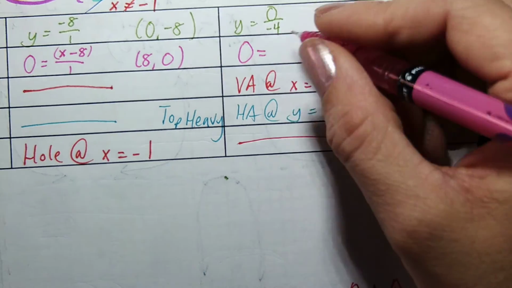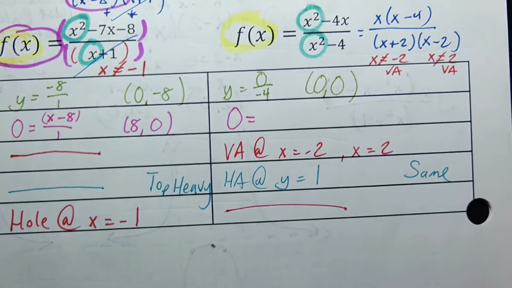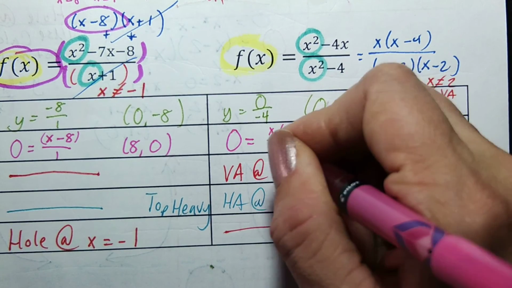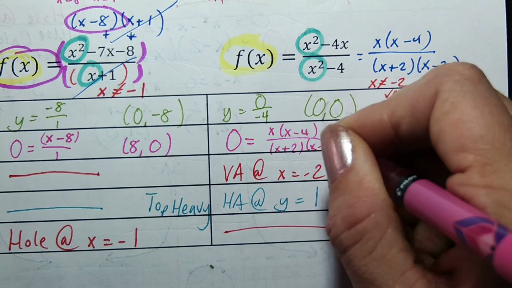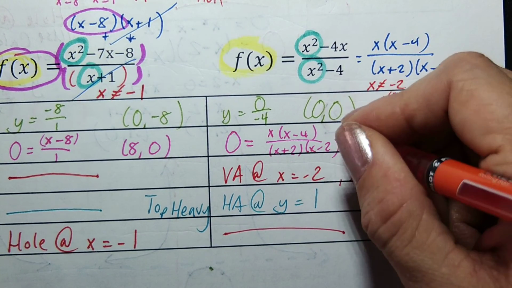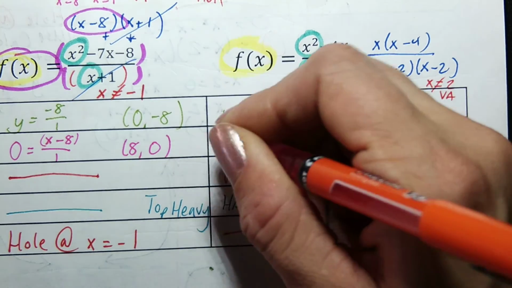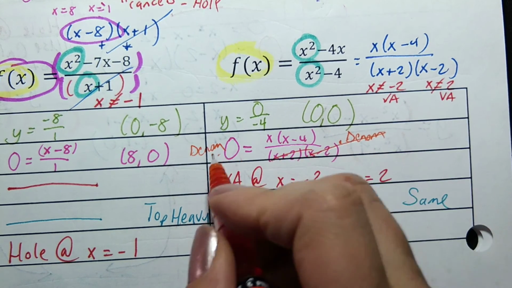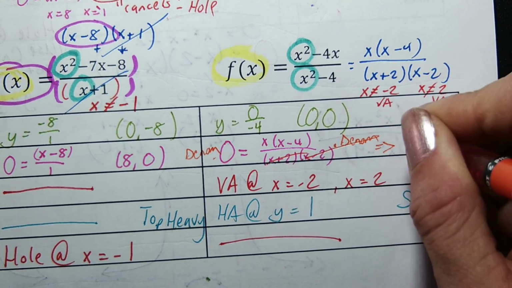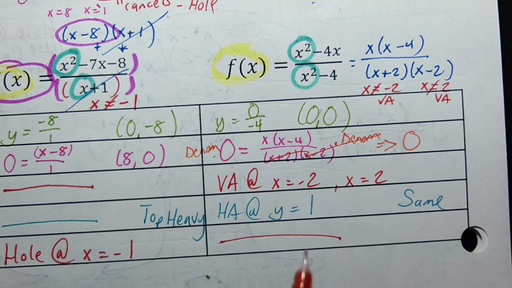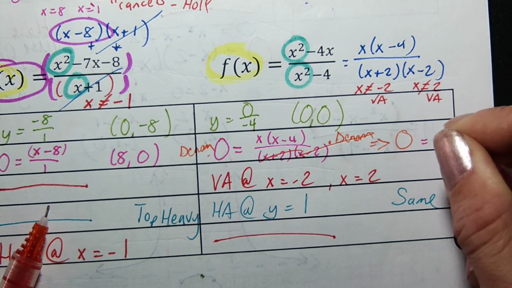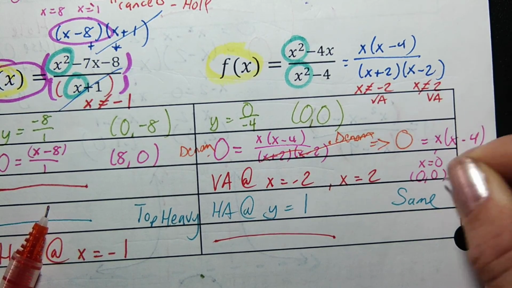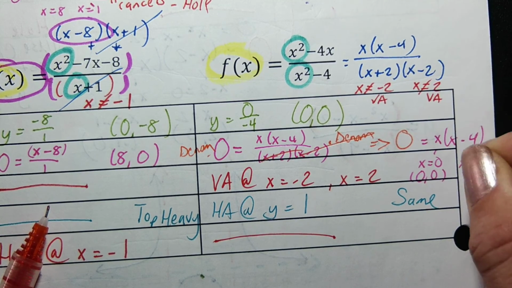So when I go to plug in 0 for the y, 0 equals, using the factored form, nothing is canceled in this one, x times x minus 4 over x plus 2, x minus 2. We multiply through by the denominator. And again, folks, if you want to write out those factors, you can. I am just doing the lazy thing here. So goodbye, denominator. Denominator times 0 is 0. And I get 0 equals x times x minus 4. So x is 0, 0, 0. And x is positive 4, or 4, 0.